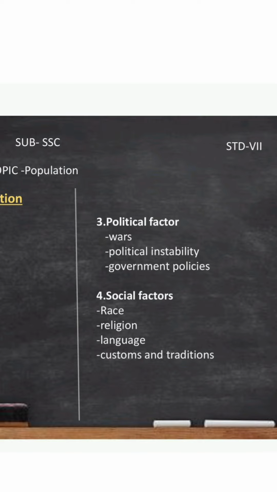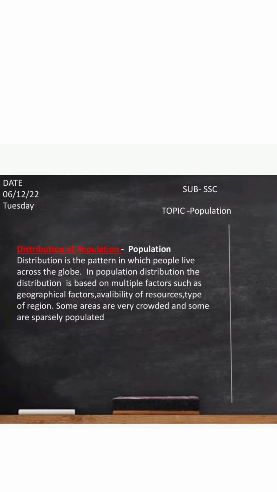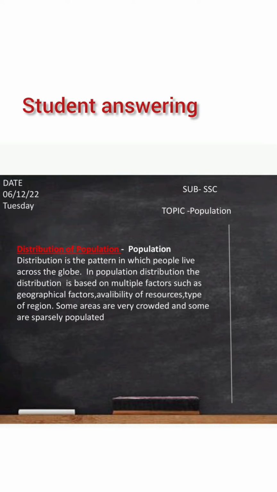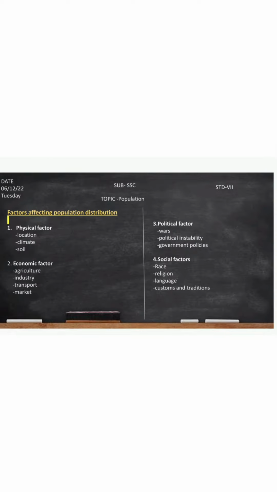Understood? So let me take a short recapitulation. First, what did we learn? We learned the meaning of population, and on which basis the population is distributed. Population distribution is a pattern in which people live across the globe. The population is distributed on many factors such as geographical factors, availability of resources, type of region, etc. And we also studied the factors affecting population distribution. Which were those factors? Physical, economic, political and social.